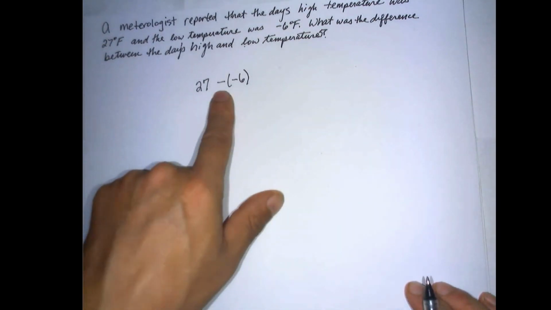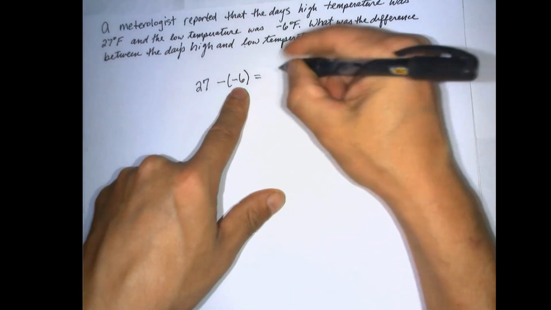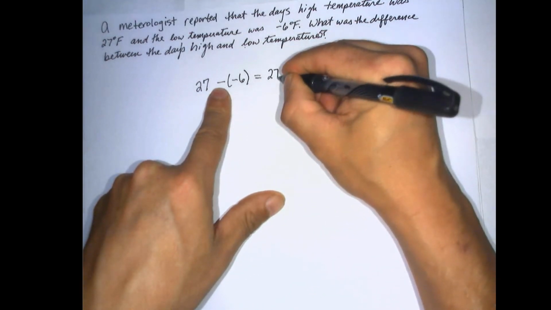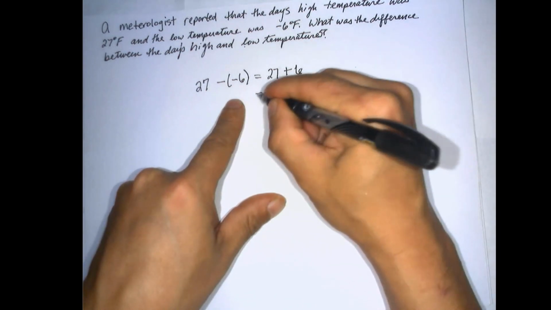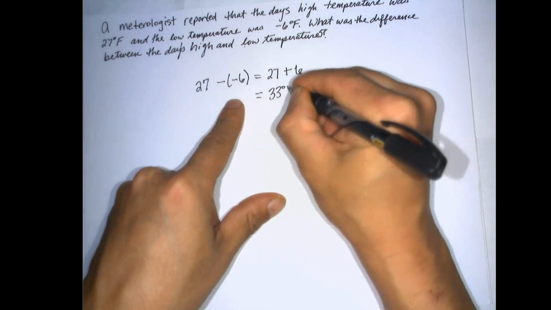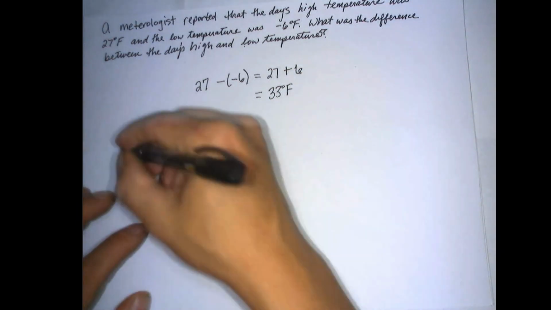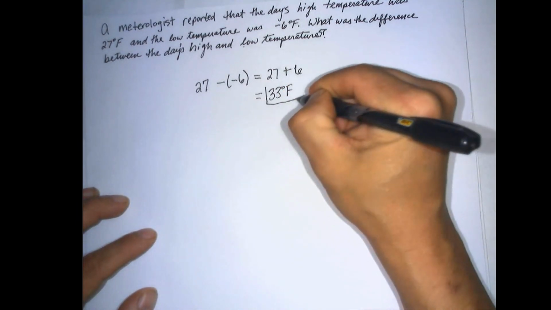So we subtract a negative. That means we're going to change this to a positive and change the sign of that to 6. And 27 plus 6 is 33 degrees Fahrenheit. So the difference in the two temperatures was 33 degrees Fahrenheit.